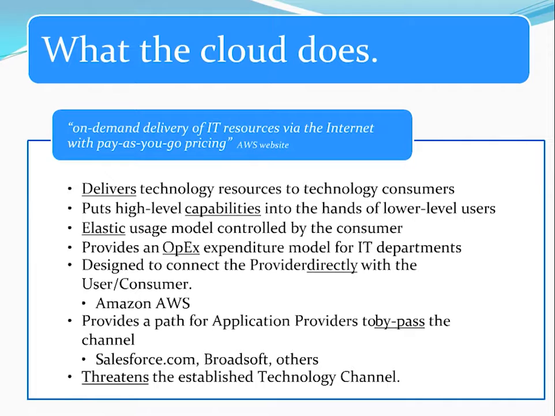The cloud is designed to connect the provider, sort of the manufacturer, directly with the end user. You're starting to see here now, this thing is trouble for the channel. Amazon Web Services, perfect example. Anybody with a credit card can go to AWS, go to their website, and order up infrastructure as a service and have it now. The cloud provides a path for application providers. Think about Salesforce.com, BroadSoft, some of those application providers. It provides them a means to bypass the channel, to bypass us, in order to get their product to where it needs to be. And then ultimately, you have to know that the cloud threatens the established technology channel.